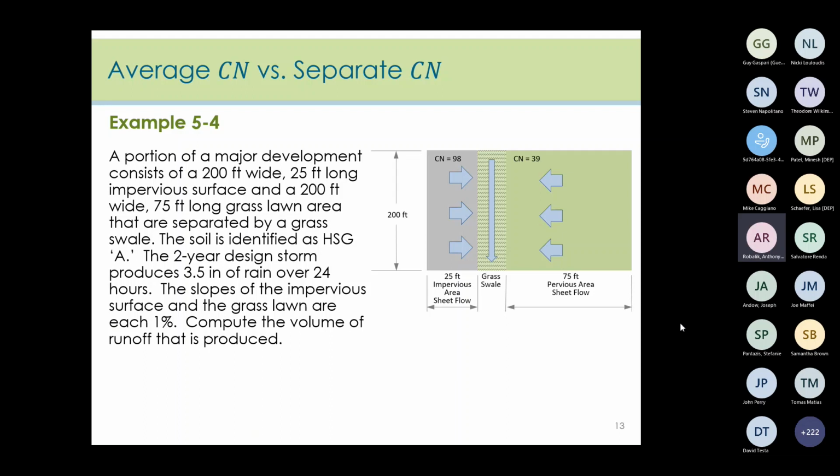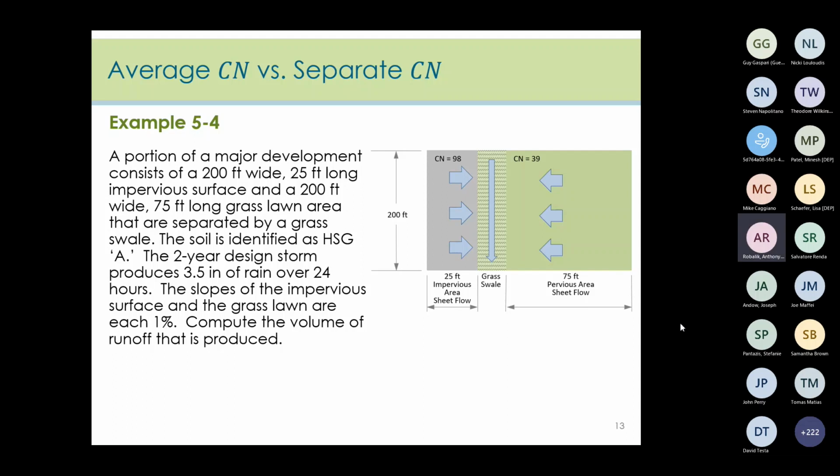So here's a better example from our chapter 5. I'll just read you the prompt here. A portion of a major development consists of a 200-foot wide, 25-foot long impervious surface and a 200-foot wide, 75-foot long grass lawn area that are separated by a grass swale. The soil is identified as HSGA. The 2-year design storm produces 3.5 inches of rain over 24 hours, and the slopes of the impervious surface and grass lawn are both 1%. It's asking us to compute the volume of runoff that is produced.